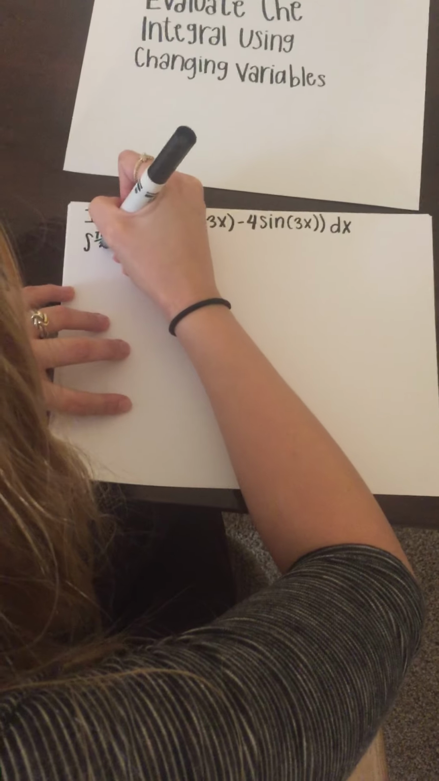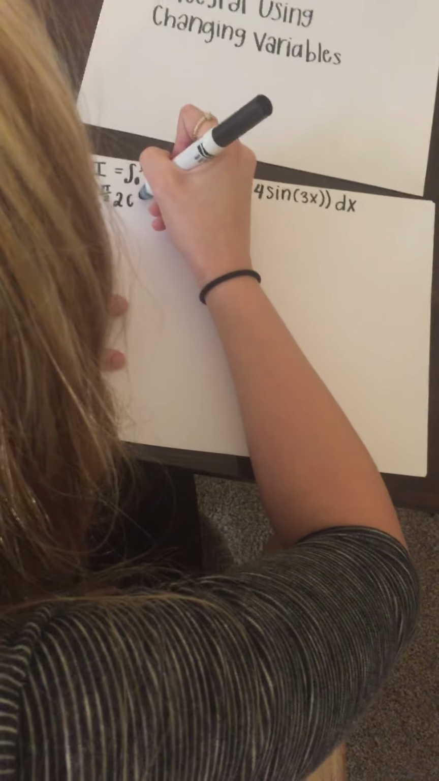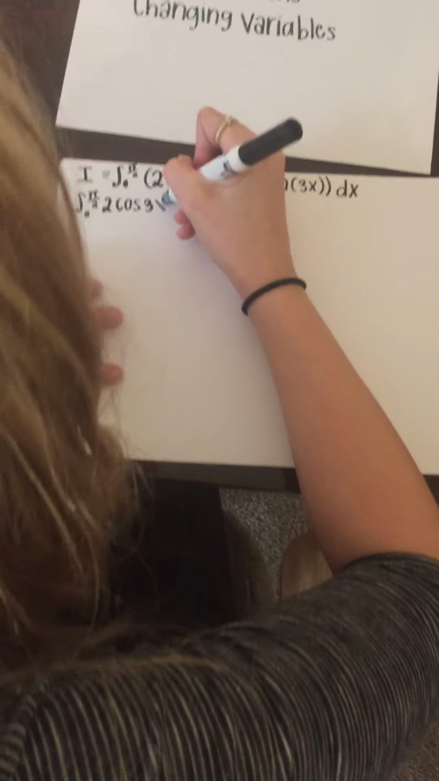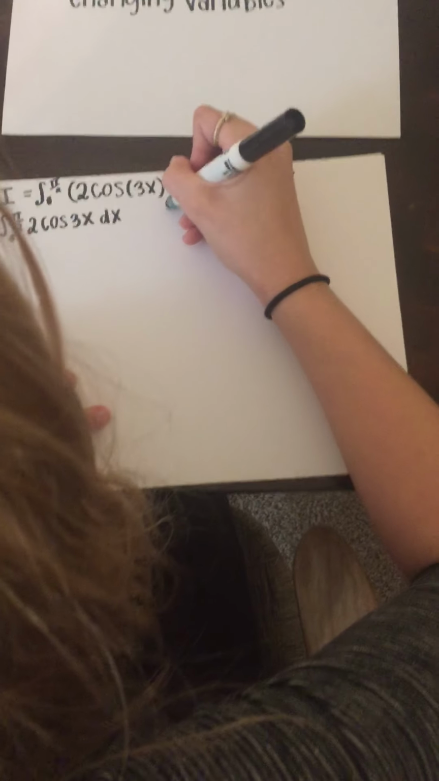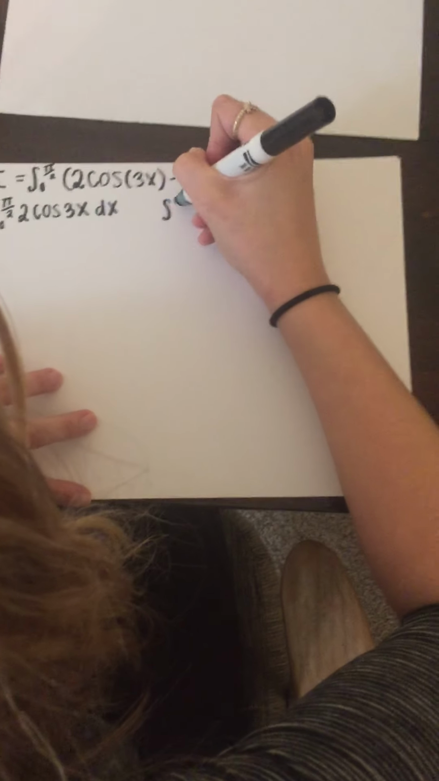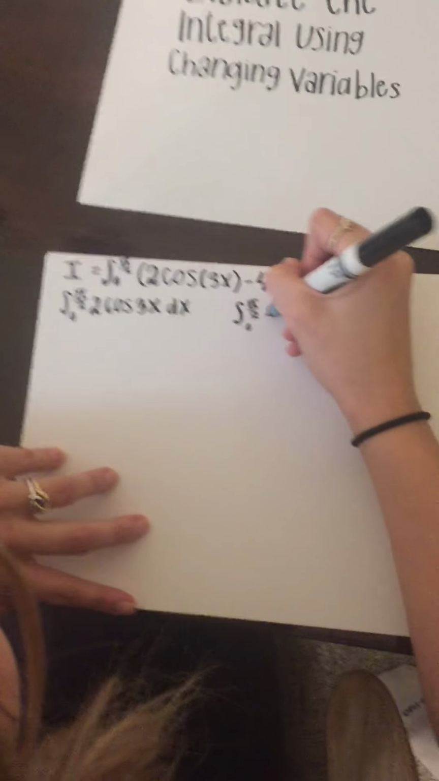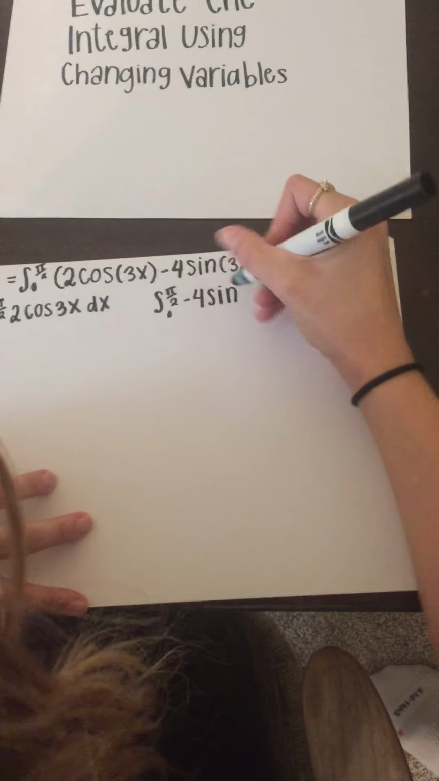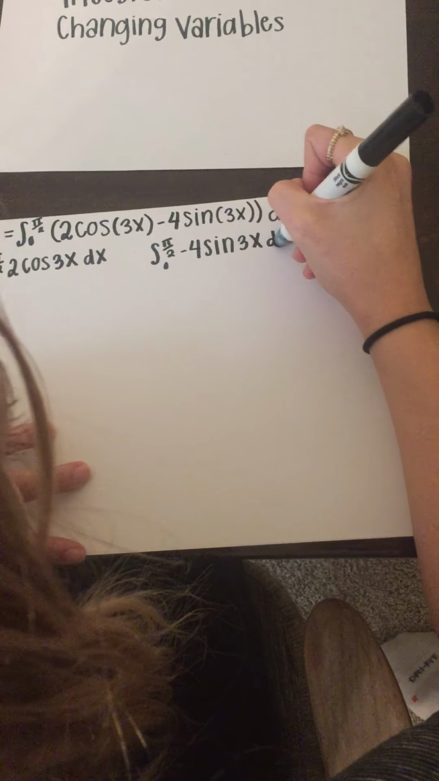So we'll have this one, the integral of 2 cosine of 3x dx, and then the integral from 0 to pi over 2 of negative 4 sine 3x dx.